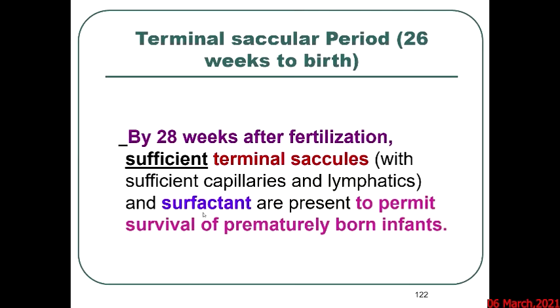Now, we will ask a question: what is the viable age of a fetus? The answer is 28 weeks. We still say 28 weeks. Why viable? Because there are sufficient capillaries, sufficient terminal saccules, that means primordia of alveoli, and sufficient surfactant to permit survival of the prematurely born infant, at 7 months, 28 weeks, but a lot of effort has to be given.